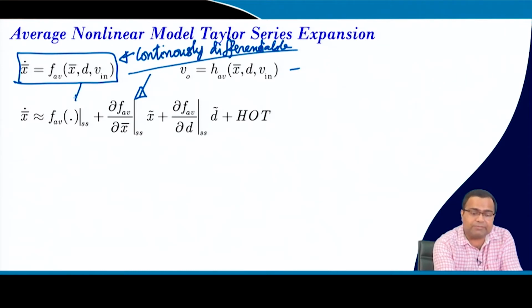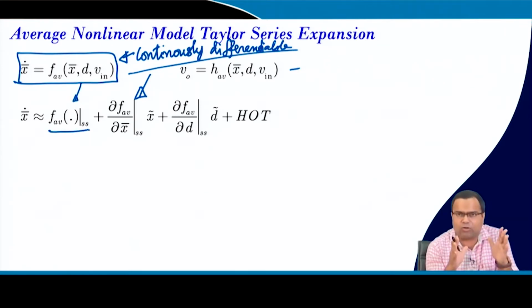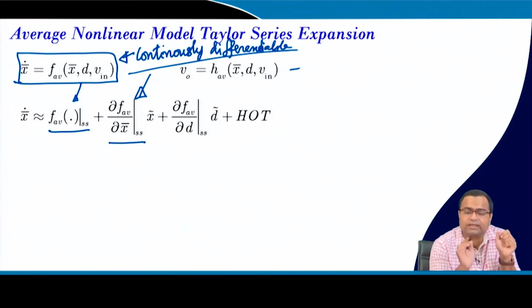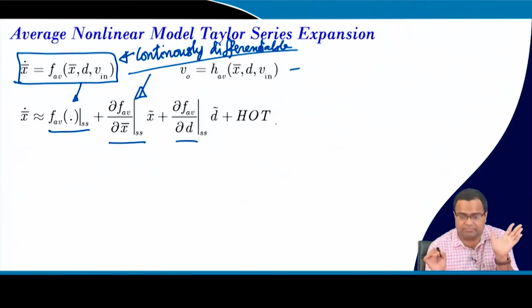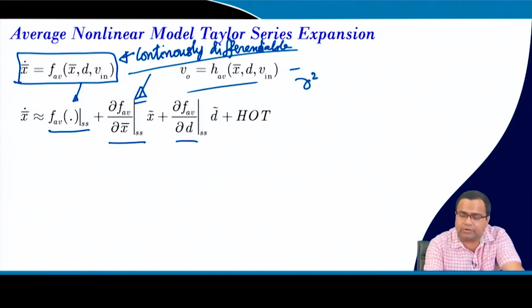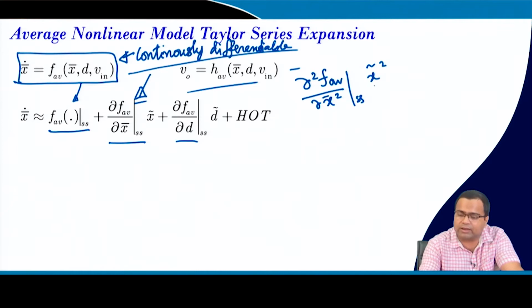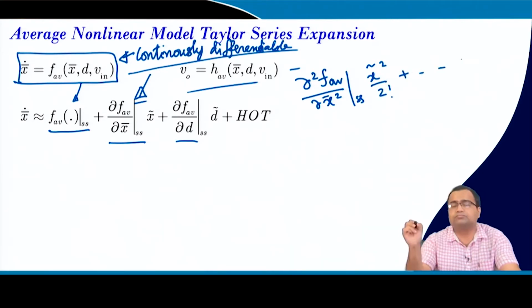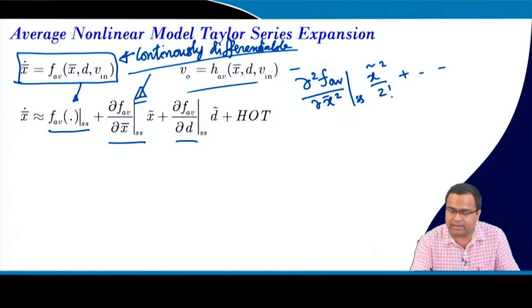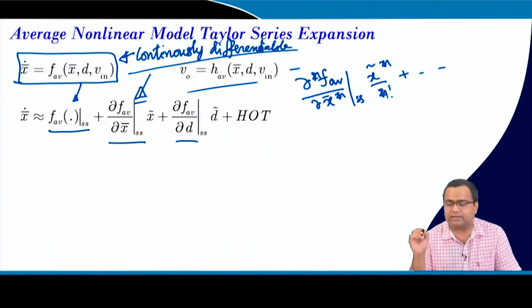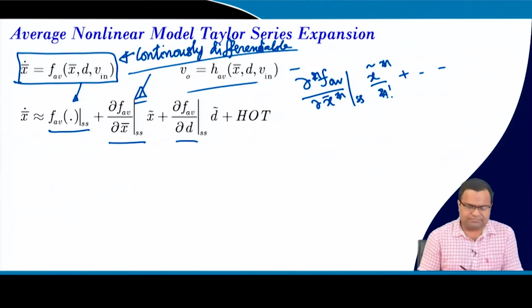So, this function can be approximated at some steady state condition, with the partial derivative term and higher order terms, right. And what are the higher order terms? If we take the next higher order term here, it will be ∂f_avg/∂x at steady state times x tilde squared by factorial 2 and so on, right. So, n factorial. You can take this in general to be n, so you can think of the nth term. Similarly, for this term.